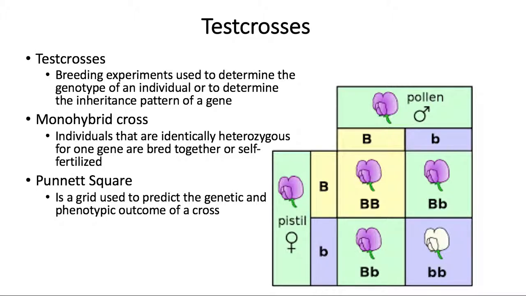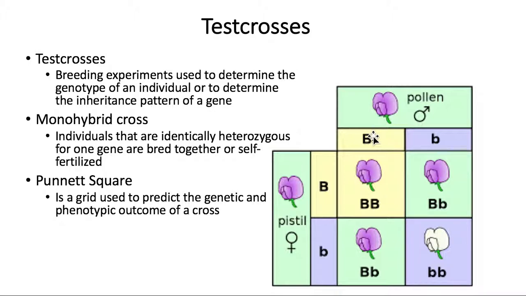A test cross is a breeding experiment used to determine the genotype of an individual or to determine the inheritance pattern of a gene. A monohybrid cross is going to involve individuals that are identically heterozygous for one gene, not two genes, and breed them together or self-fertilize them. So this is a monohybrid cross because we're looking at two individuals. Up here is the father, and this is the mother on the left-hand side. And they are both heterozygous.